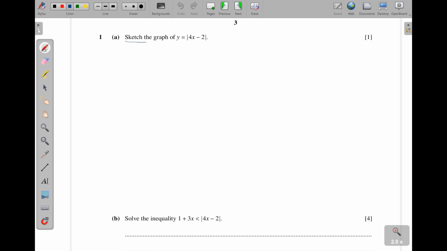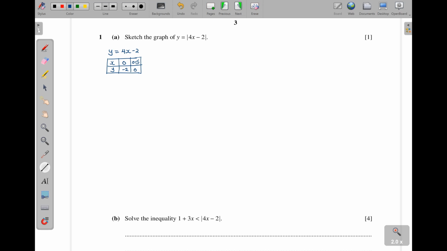Part A, they are saying sketch the graph of y is equal to the modulus of 4x minus 2. Now, if I have y equal to 4x minus 2, I'm going to first consider this one without the modulus signs. Then I find just two coordinates, especially where this line crosses the axis. If x is 0, y will be negative 2. Then if y is 0, bring the 2 here, it will be a positive 2. Then divide by 4, you get 0.5.